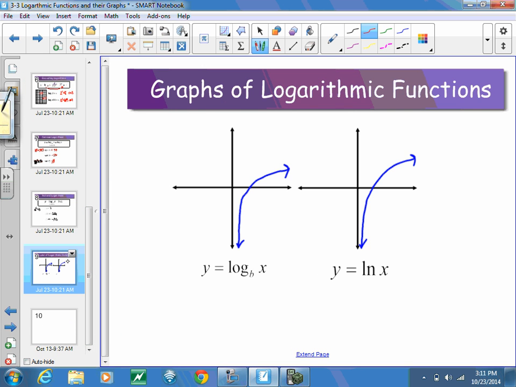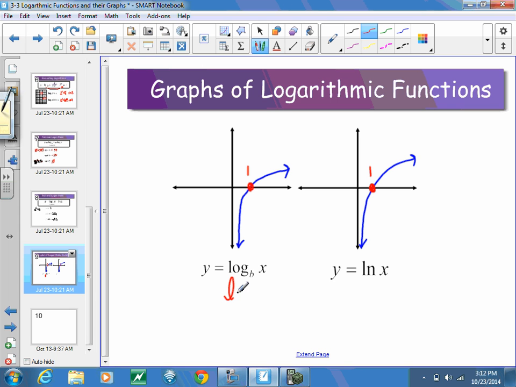Finally, I want to finish up by looking at the graphs of logarithmic functions. We talked about how it is the inverse of an exponential function. The two functions, log base b and the natural log, look practically identical to each other. Everything really just comes down to the rate at which it's going. But both of these are going to have an x-intercept at positive 1. When you take the logarithm of 1, you will always end up with 0.